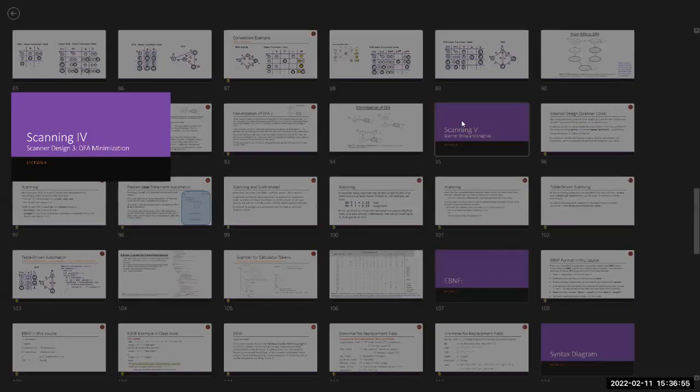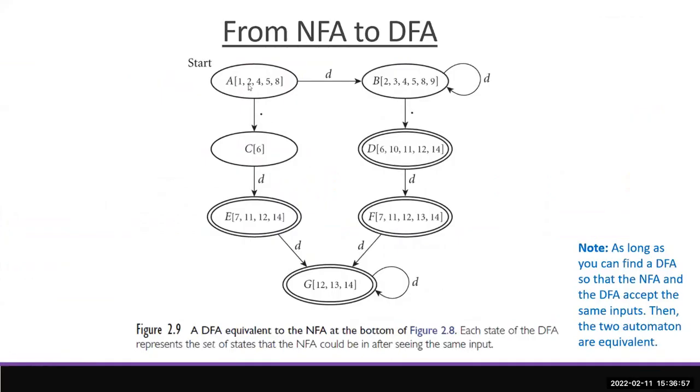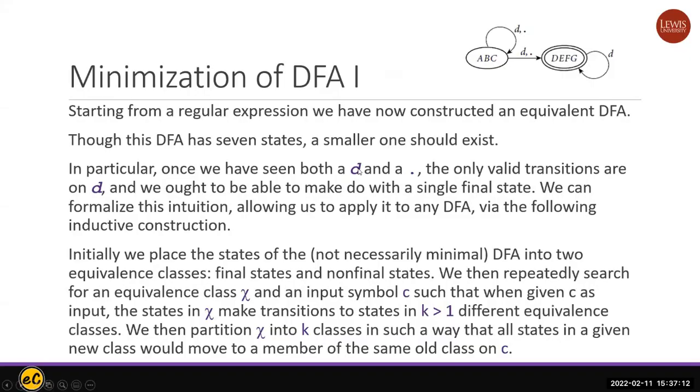So A, B, C are the A state, B state, C state. These are actually non-final states, and D, E, F, G are final states, the double circle final states. So first, we separate them in this step 1. But we do have ambiguity, because with D or dot, both have ambiguity.